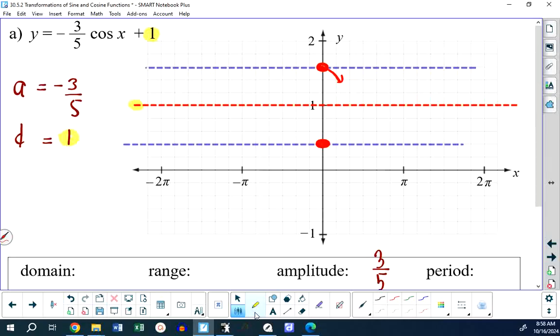Okay, what's the period? The period is 2 pi. Why is the period 2 pi? Because B has a value of 1. C has a value of 0, so we don't have to worry about moving things left or right. All we have to do is draw, starting at this point here. I'll put it in green so you can distinguish it. This is the correct point. Draw an up, up, down, down in a cycle of 2 pi radians.